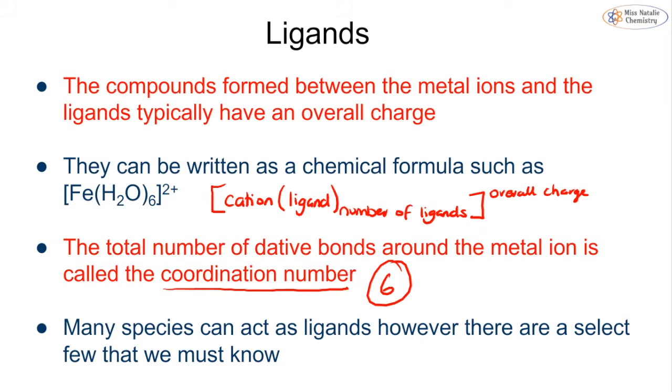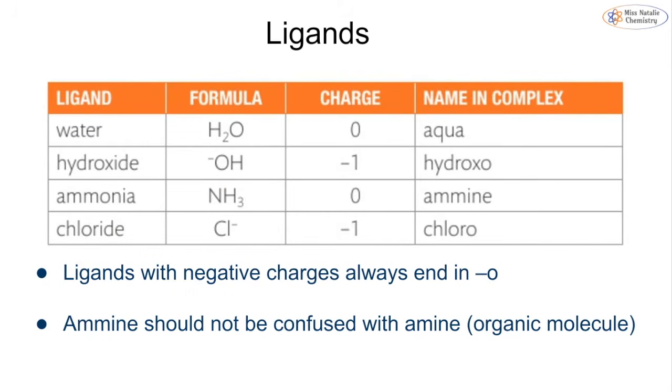Now, there are lots of different substances that can act as ligands, but there are a select few that we have to know and be confident in drawing and naming complexes using these 4 ligands. So the 4 that we must know are water, which is H2O, of course. That is a neutral charge, and when it is in a complex, we call it aqua. Hydroxide, our OH-, of course, has a charge of 1-, and when it's in a complex, we call it hydroxyl. Ammonia is NH3, that is neutral, and we call this ammine when it's in a complex.